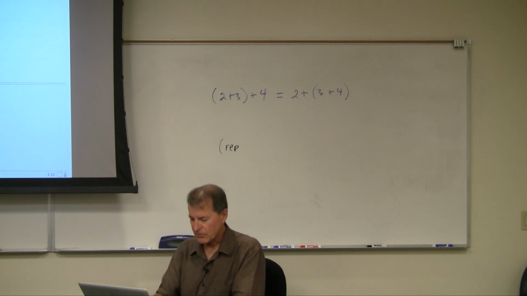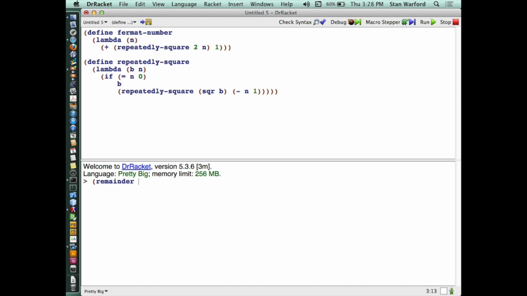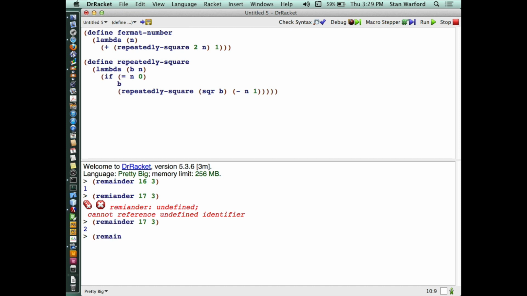Okay. So next topic are perfect numbers. Now check this out. Let's take a look at remainder. Let's take a look at remainder 16 3. What do you suppose remainder 16 3 gives you? Yeah, and why would it give you 1? You're right, because 16 divided by 3 is 5 with a remainder of 1. And if we do remainder 17 3, what will we get? 2. Remainder 17 3 is 2, and remainder 18 3 is obviously 0.